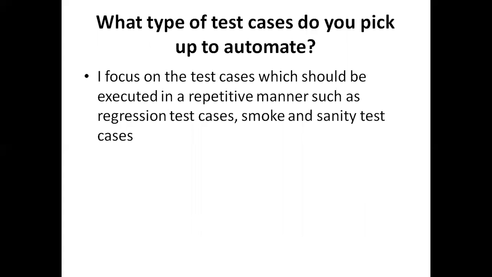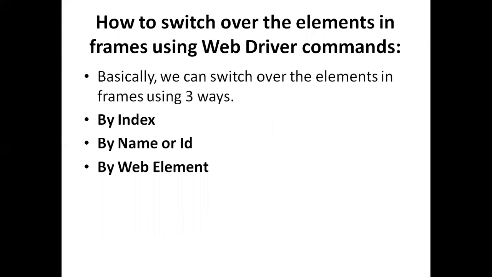Very important question. What type of test cases do you pick up to automate? I focus on the test cases which should be executed in a repetitive manner, such as regression test cases, smoke, and sanity test cases. So these are all the test cases that should be taken into priority for automation.